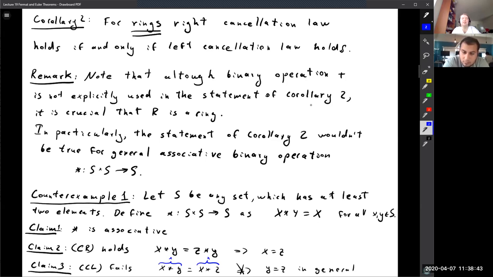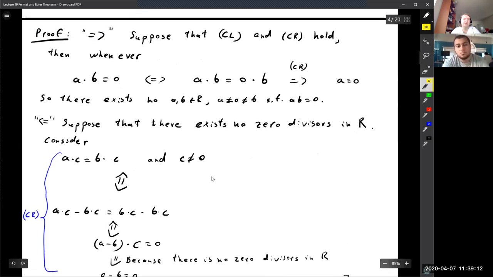So in corollary 2, it is important that we talk about rings. You cannot just say that you have a multiplication, which is an associative operation. It is important that there's actually the addition and they satisfy all the axioms of the ring. And this you can see from the proof of the theorem.